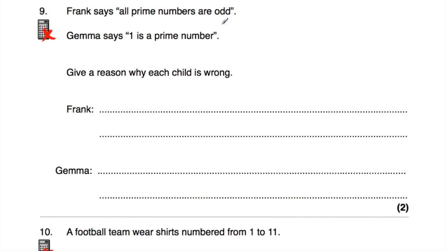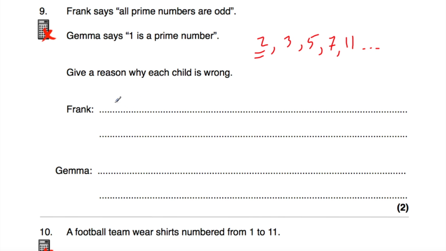Frank says that all prime numbers are odd. Well, the prime numbers are 2, 3, 5, 7, 11, and so on. Now, it says that all prime numbers are odd. Nearly all of them are, but this one, the first one, isn't. 2 is even, and it's a prime number because it's only got 2 factors, 1 and itself. 1 and 2, they're the factors of 2. So 2 is a prime number, and it's even.